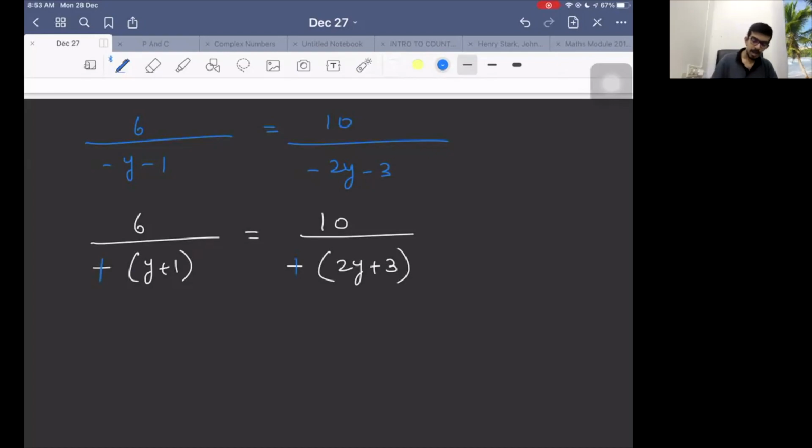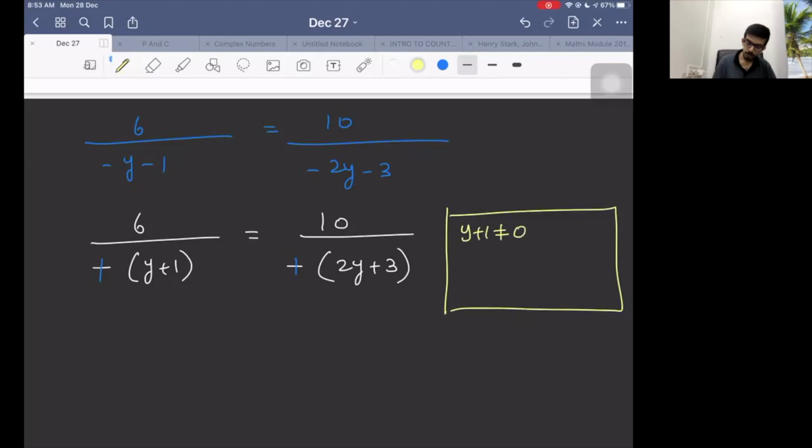Of course, as usual, you have to write the numbers which will make the denominator 0. So y plus 1 should not be 0, so you write y is not equal to minus 1. 2y plus 3 should not be 0, so you write y is not equal to minus 3 by 2. You just note it down.